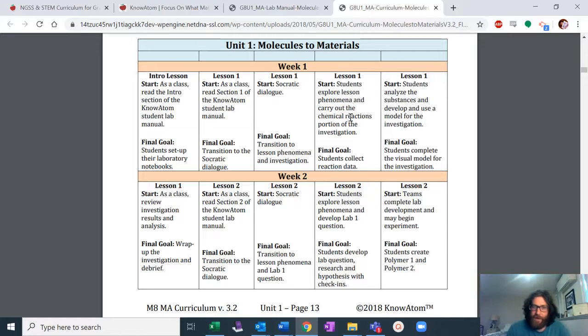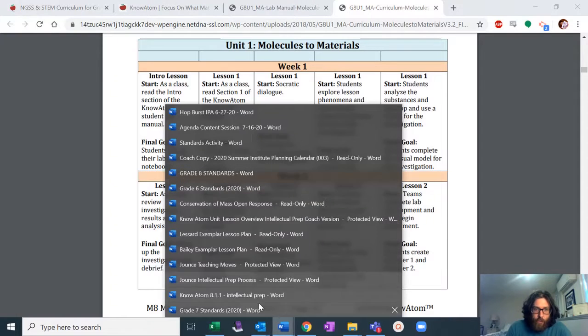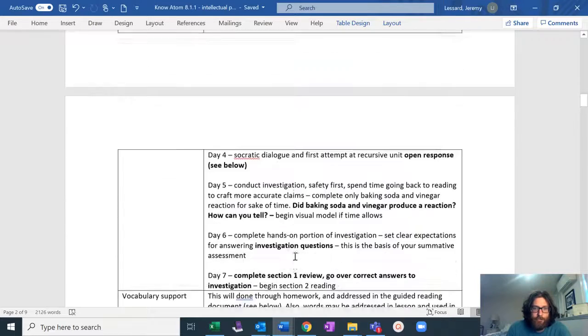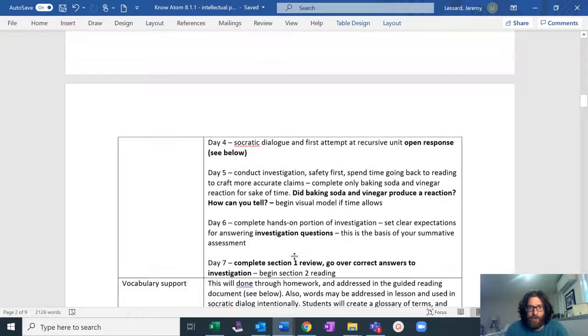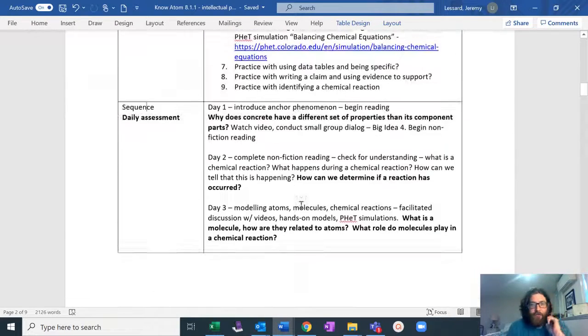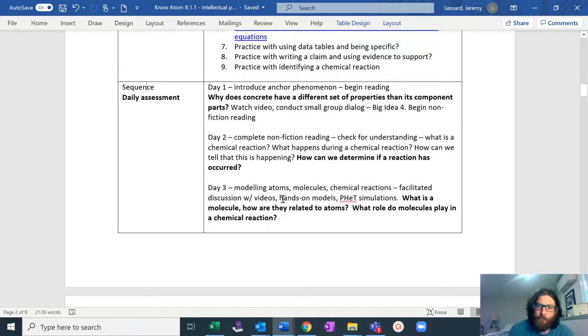I know that it will take them probably this amount of time to get through the investigation, but I look at this and I say, my kids are going to need more support. And so I actually added in some days to kind of draw out these big ideas that are supposed to come out in Socratic dialogue. So I'm really only supposed to have 5 days. I ended up with 7 days. Okay? And you'll see kind of the stuff that I added in there.